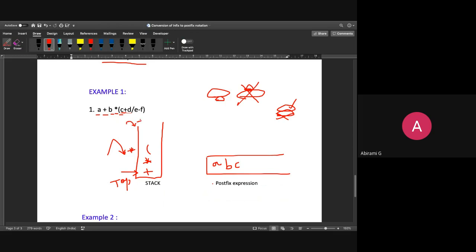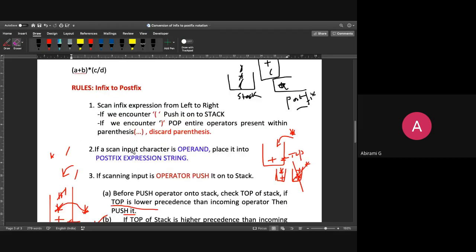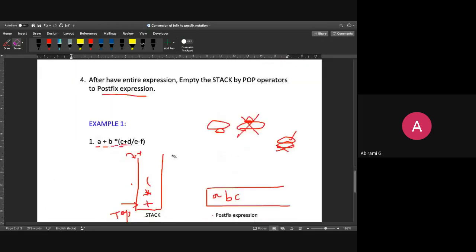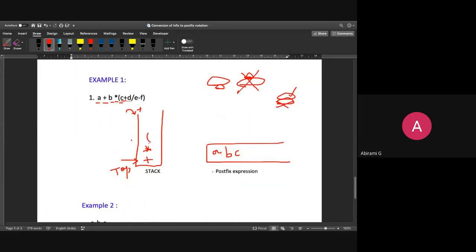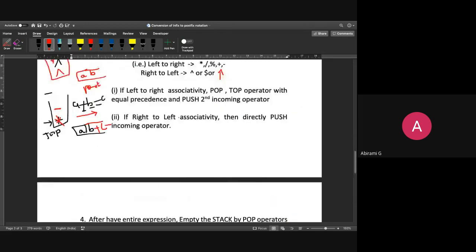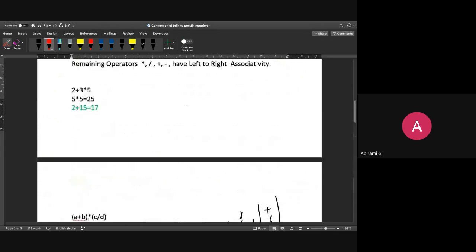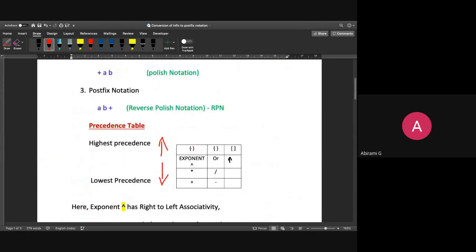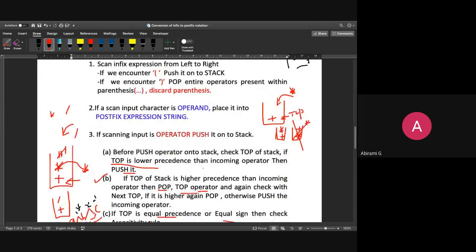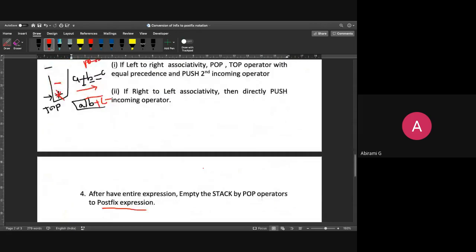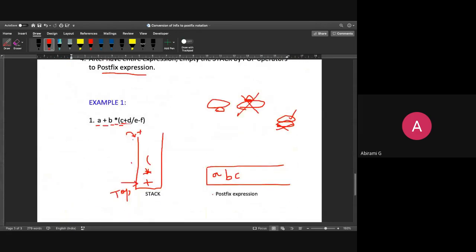Before pushing it into the stack, what do we need to do? We need to check the top of the stack. What is the top of the stack? The top of the stack is an open parenthesis. If it is an open parenthesis, we need not check precedence, because the highest precedence belongs to the parenthesis, curly braces and the square bracket. Whatever is inside, we can place it, but inside the parenthesis we also have to check the precedence rule. So it is an open bracket, so directly we can place plus.